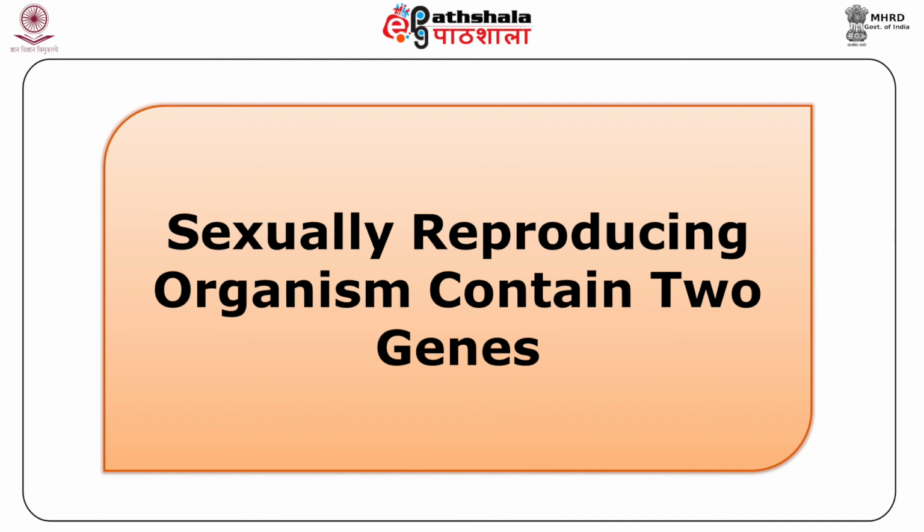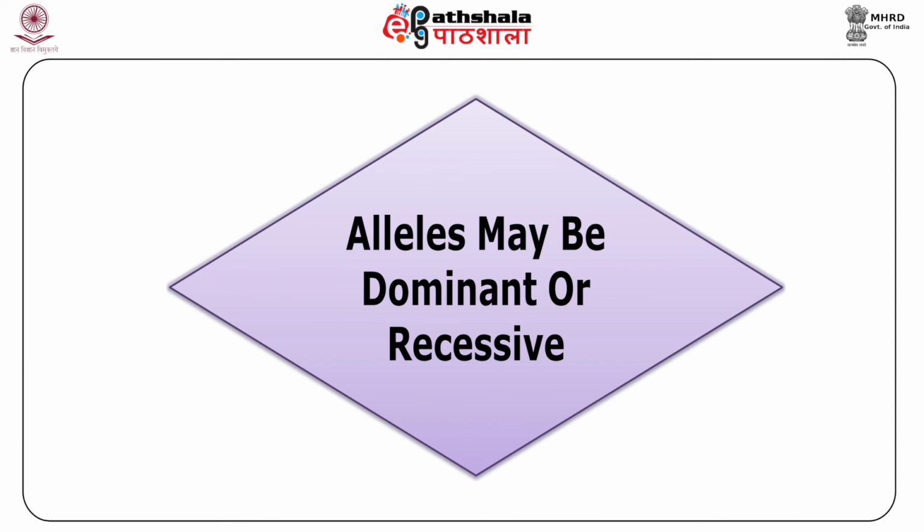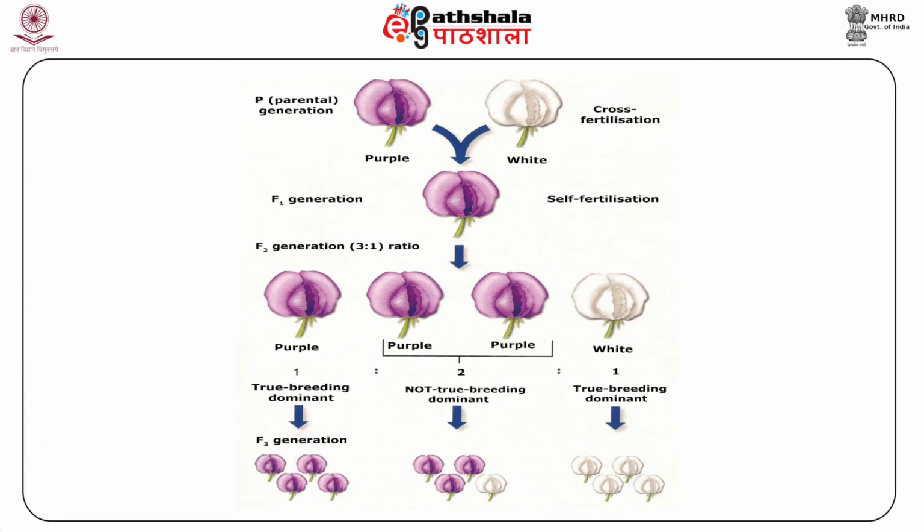As we have already discussed, a sexually reproducing organism contains two genes or alleles for every trait. These alleles may be dominant or recessive. A recessive trait is a trait which is unable to express itself until and unless it is present in both the alleles. In pea plants, white color in flowers, denoted by small p, is a recessive trait since it will be present only if both the alleles code for white color.